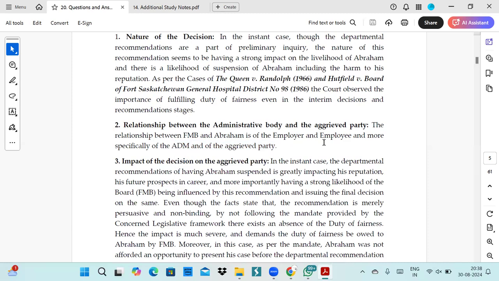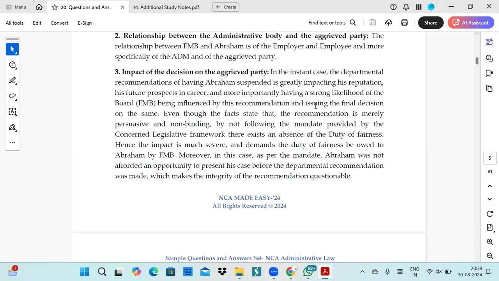Okay, so one is the decision maker, another one is the applicant, complainant, something like that will be there in your facts. So that also again comes from the facts. Third one is the impact. Of course, that will be given in your facts again, how it is impacting him, whether he's losing his job, his reputation. Your departmental recommendation is a crucial stage, because of that only he will move further and next, appeal, whether he is eligible for appeal or not. That and all will be basically given in the facts. So from the facts only you have to take and write here that in the instant case, the departmental recommendation having Abraham suspended is greatly impacting his reputation.